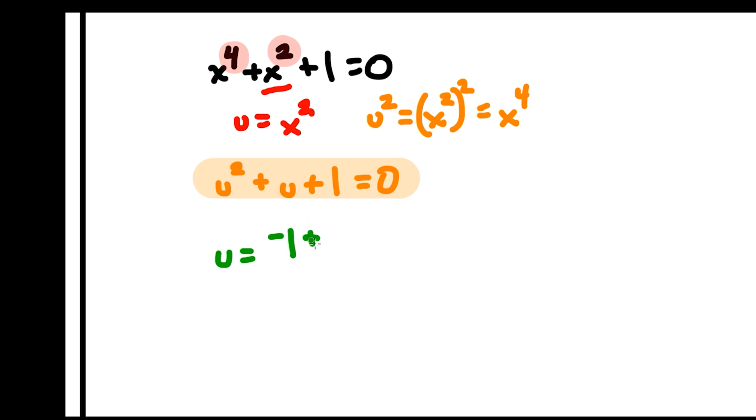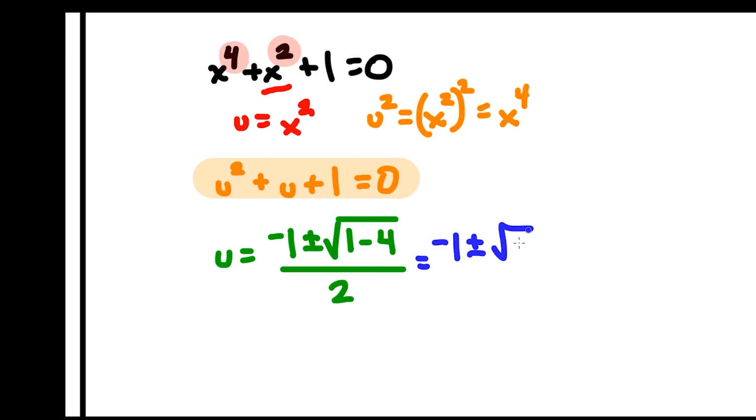So we have negative 1 plus or minus the square root of b squared, which is 1, minus 4ac, which is 4 times 1 times 1, and then we're dividing all of this by 2. And then you end up with negative 1 plus or minus the square root of 3 times i all over 2. Well, that's what our u is equal to, but the problem is when the problem starts with x's, you have to solve for x. We solve for u here, but we still do need to solve for x.